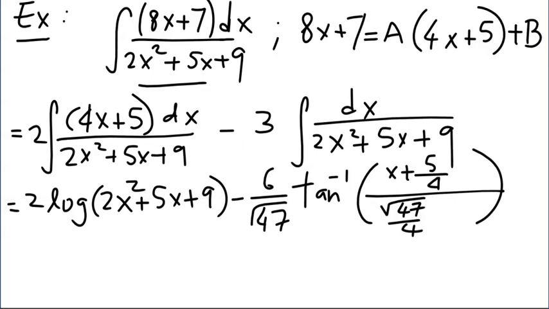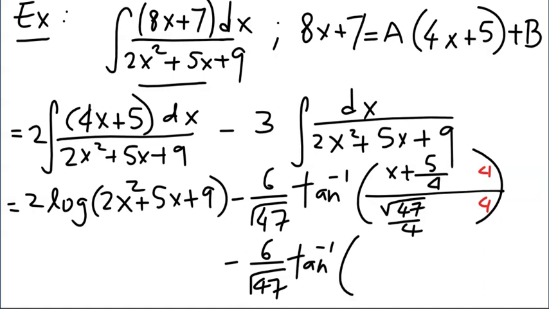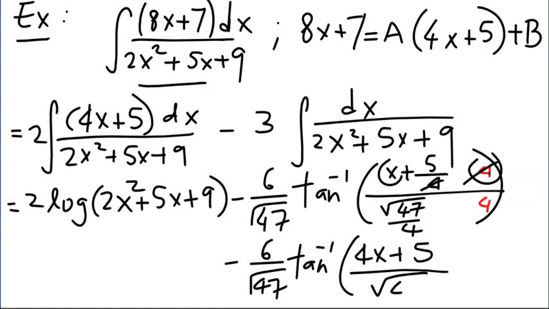If you multiply the terms in the bracket up by 4 and down by 4, essentially multiplying the entire thing by 1, it doesn't change anything. You can rewrite the solution more neatly. So it's going to be 6 over square root 47 arctangent. So the numerator will become 4 times x is 4x plus 5, because the 4 will cancel the 4 here, over square root 47, because this 4 will cancel that 4. And there you go, you have the solution for the second integral.